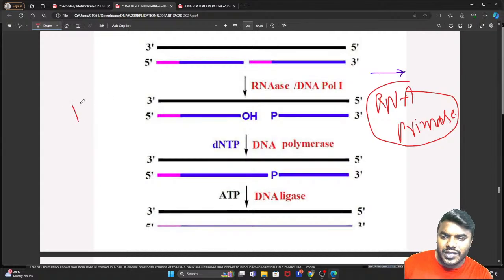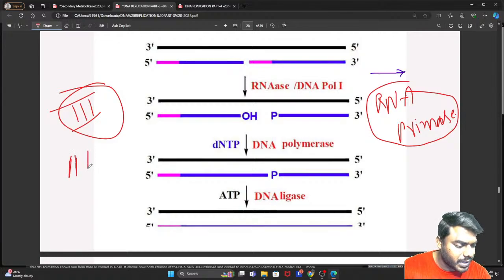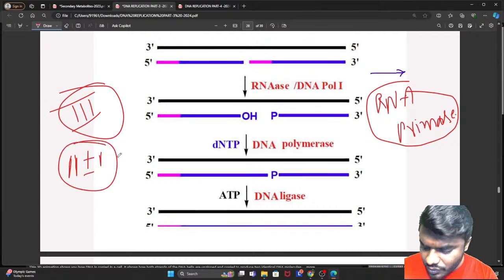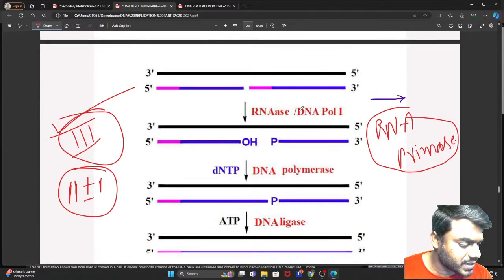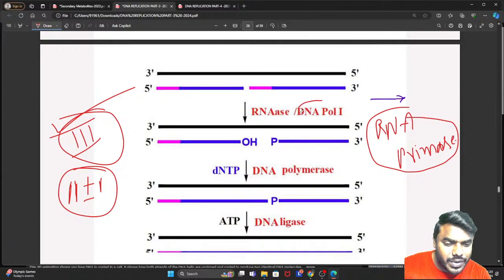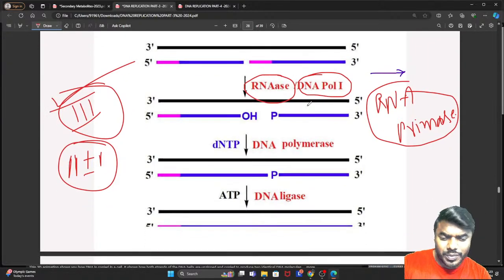Most of the students will think that DNA polymerase III itself will remove the primer. That is absolutely a wrong statement. I believe you all remember the length of the primer made by primase. I hope you remember, it is 11 plus or minus 1 nucleotide. That's all. So in order to remove this much small primer, we don't use polymerase III. For that, in the first class only we read the enzyme DNA polymerase 1, or we can also call it RNase. Both are same. DNA polymerase 1 is the enzyme which will come and remove the primer.